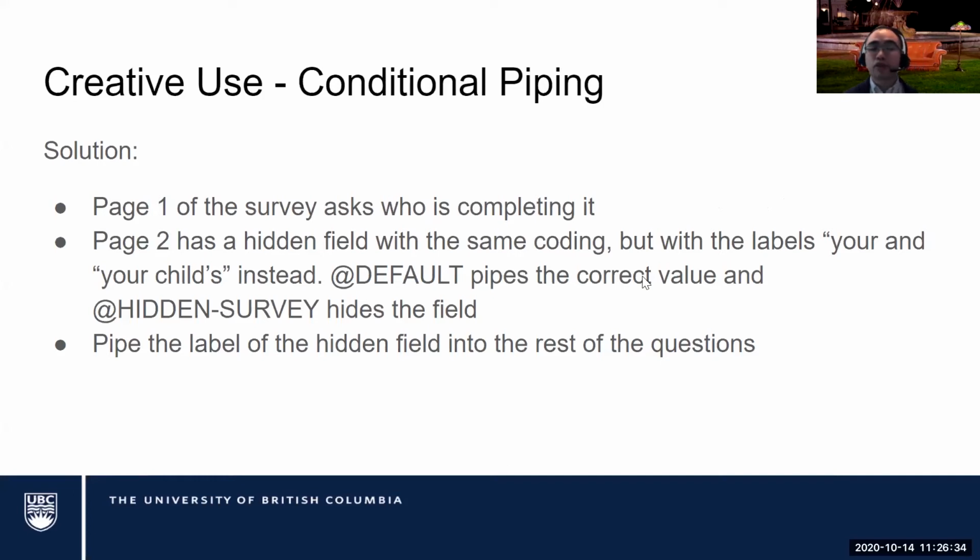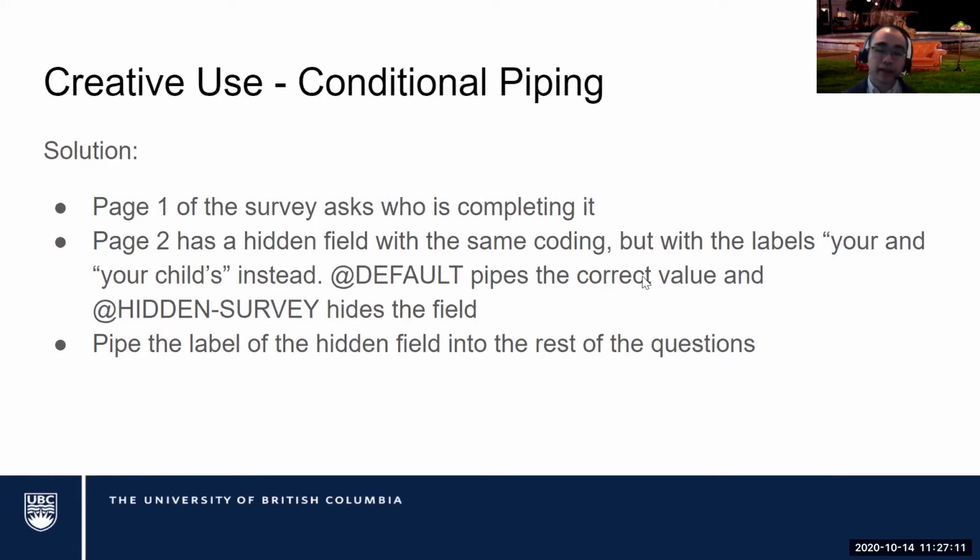And the first page, one of the questions will ask, who is filling this out? Is it the parent? Is it the child? And I'll show you an example here. This is just a textual description of how it works. And then you have a hidden question that basically has the option your and your child's available, and it's defaulted depending on who is responding to the survey. So if they selected parents, then the option your child's will be by default selected, and vice versa. If it's a child that's filling it out, the option your will be selected.